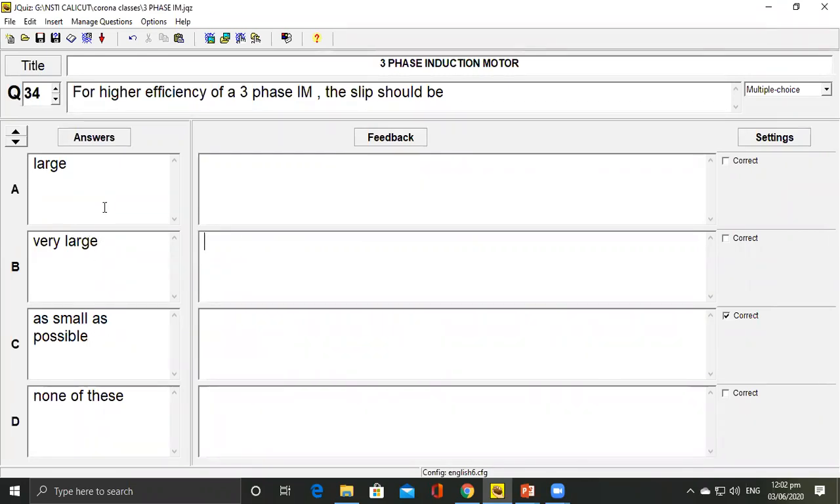So slip increasing means the losses will increase. So you have to reduce the slip. The slip value should be as small as possible. So option C is the right answer.